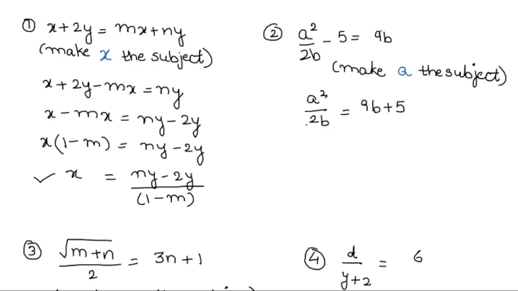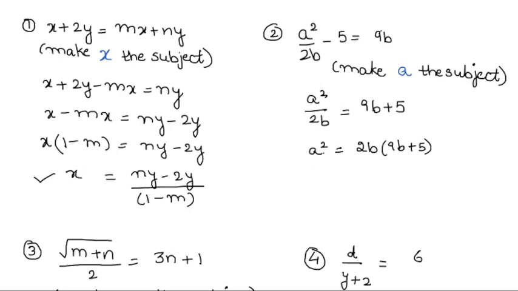Next, I need to get rid of this 2b. 2b is dividing here. So when we transpose it to that side, it multiplies. So I'm left with a squared is equal to 2b times 9b plus 5. So when a quantity is transposed from that side to this side and it multiplies a binomial, we put the binomial in brackets always. You need not expand this bracket because it will make things look complicated. However, you can go ahead and expand.